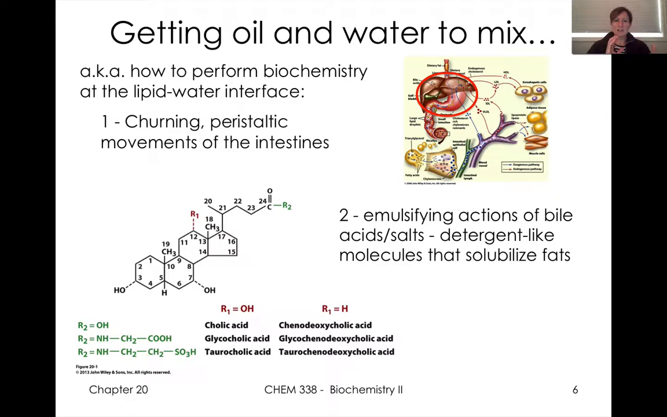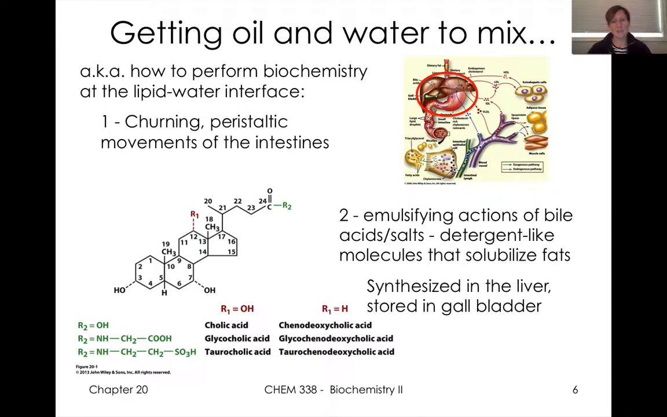So within the stomach, we've got emulsifying agents like bile acids, and then we've got this churning peristalsis that's going to mix our oil and water layers, and that's going to allow these enzymes to access the interface of these oily molecules and snip off these fatty acids. So we'll spend a good bit of time talking about that in class as well.